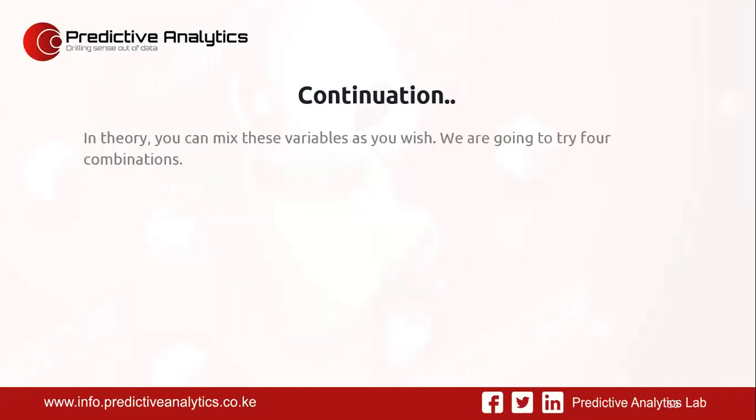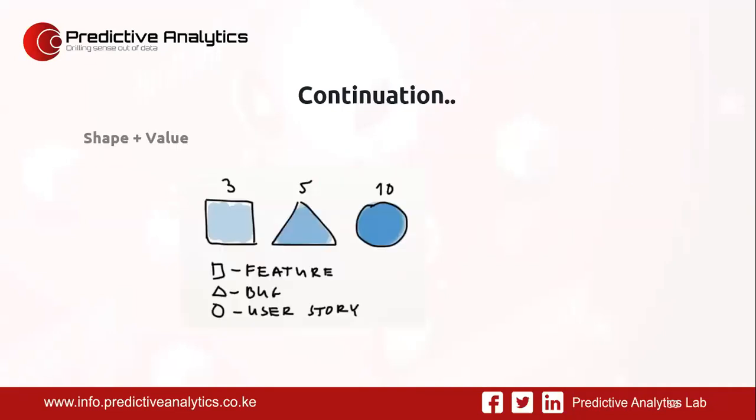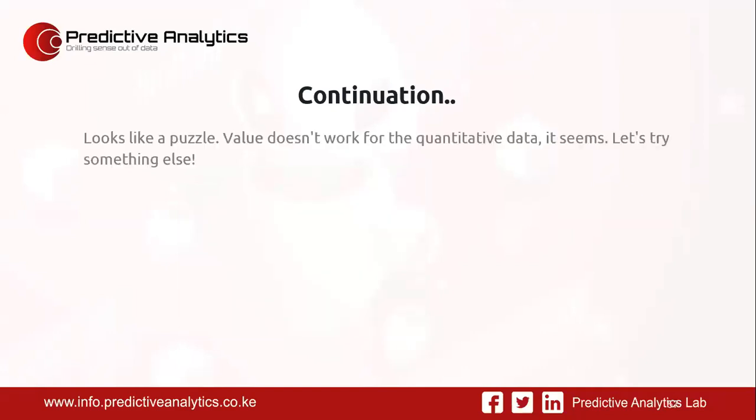So in theory, you can mix these variables. No, sorry. It looks like a puzzle. I'm sure you don't understand what you're looking at. This doesn't really make sense. We're trying to visualize by shape and value, for example. So it looks like a puzzle. Value doesn't work for quantitative data.